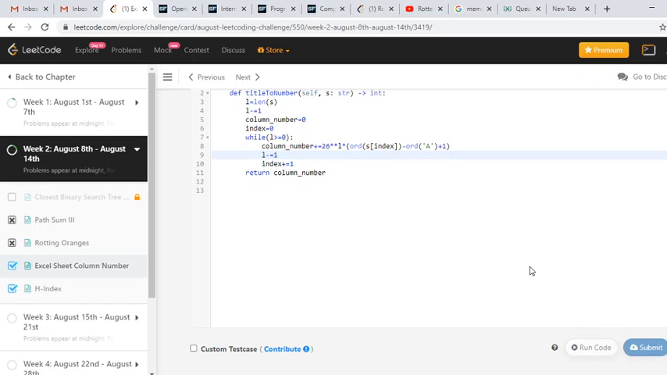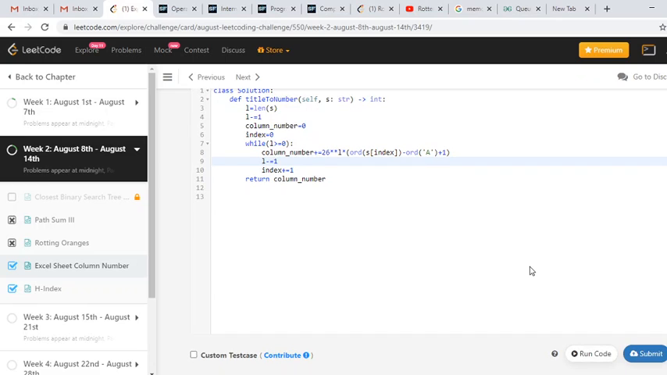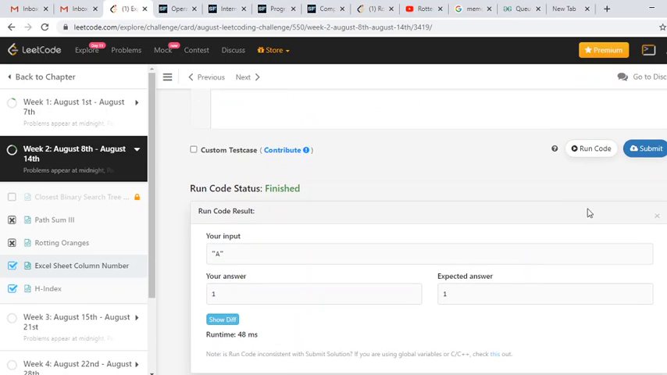I'm just running it, so I think it has to work fine.